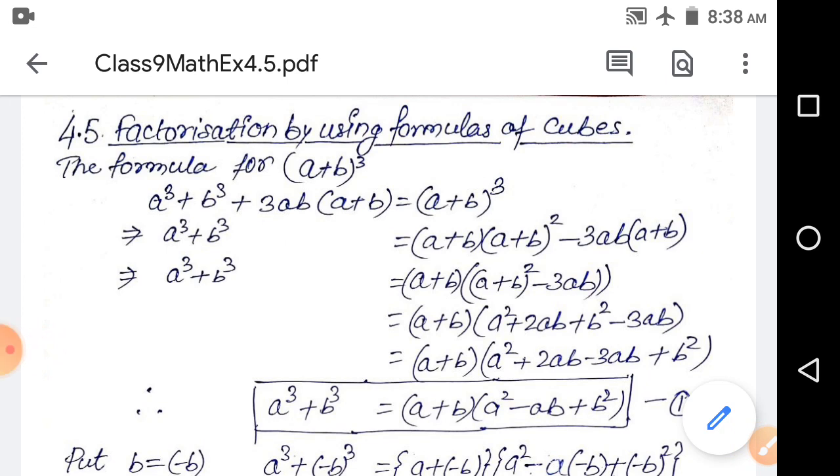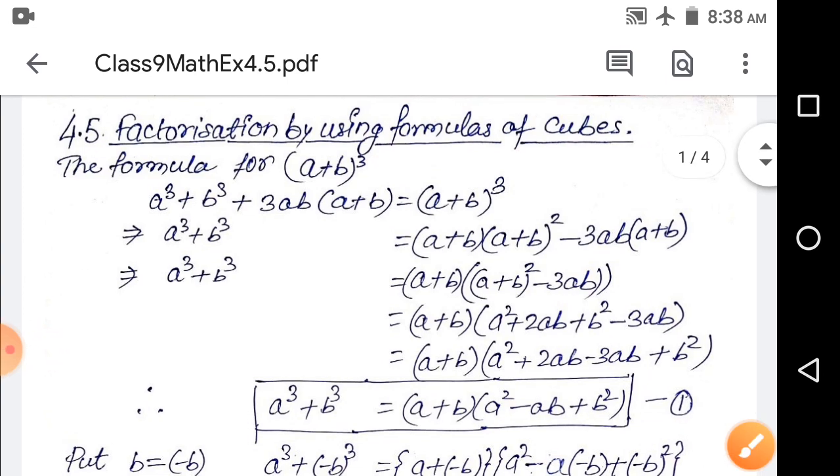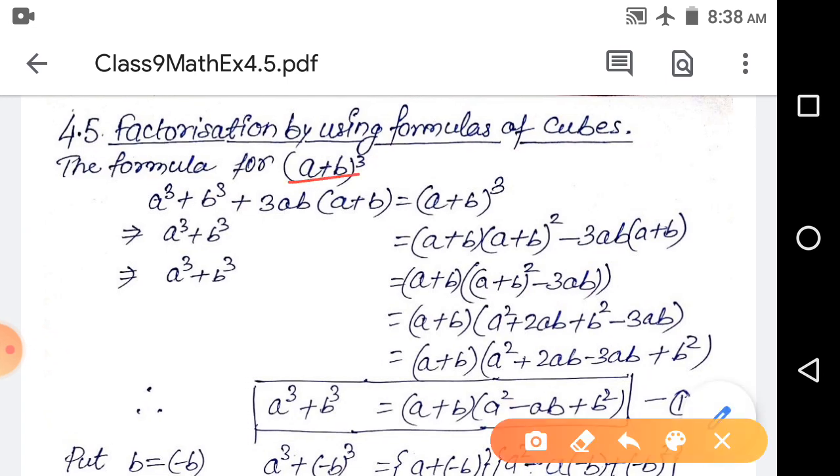So we can start now exercise 4.5, that is the factorization of polynomials by using the formulas of cubes. We can start with the formula (a plus b) whole cube, and we all know that this (a plus b) whole cube is equal to a cube plus b cube plus 3ab whole into (a plus b). This is the formula for (a plus b) whole cube.